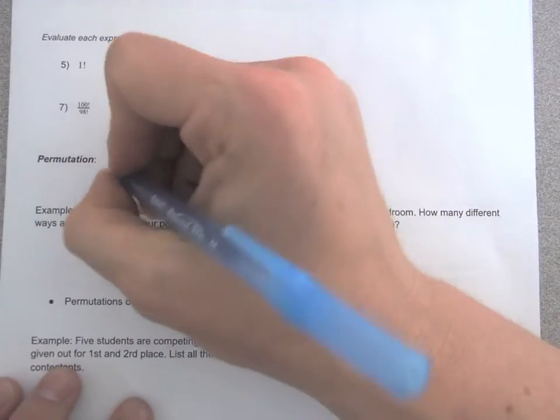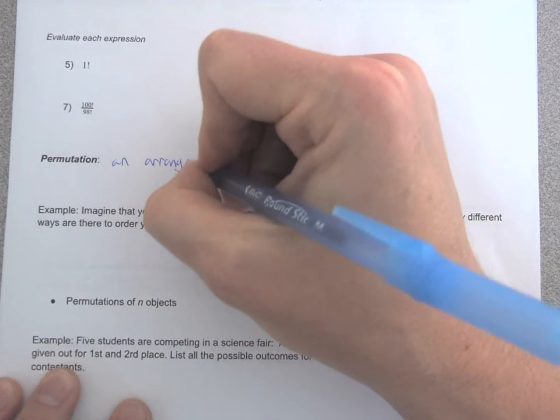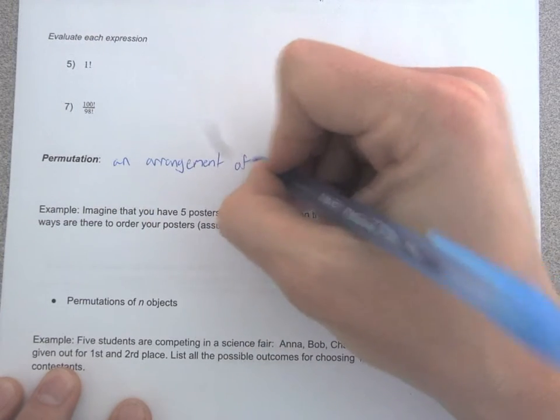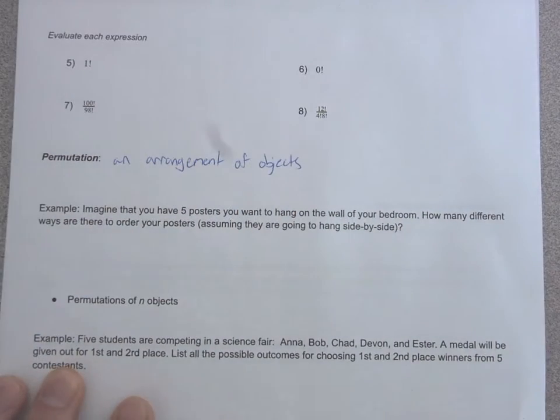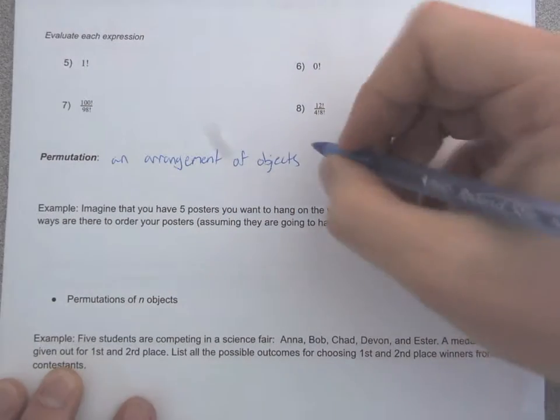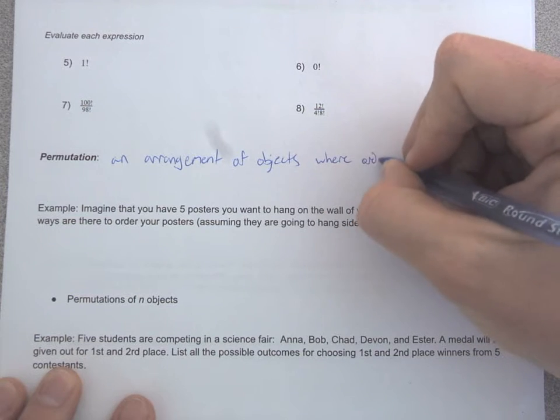Okay, so the definition of permutation is an arrangement of objects. Those could be numbers, letters, people, whatever. The important thing here is that order matters.